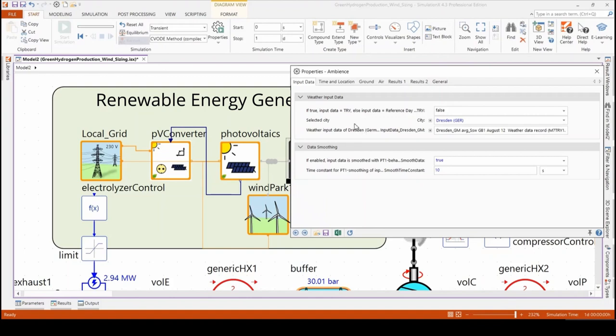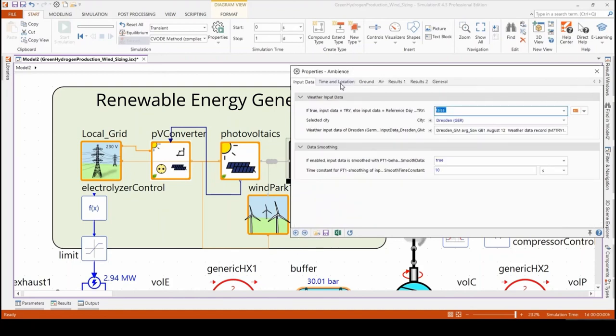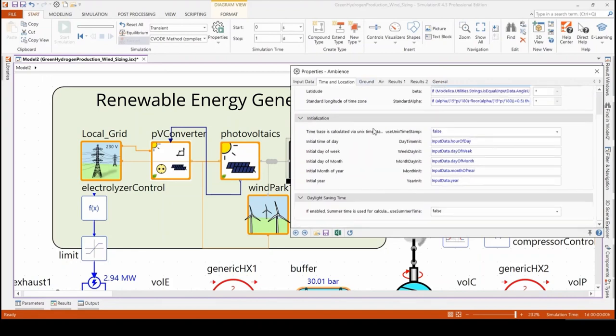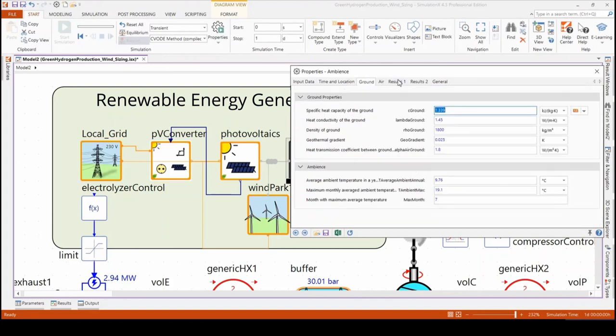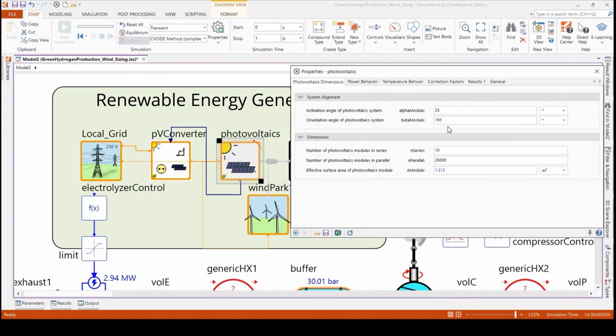It allows the users to select the specific city and choose the weather data from the database. Alternately, import the measurement data for ambient temperature, solar radiation, wind speed, and wind direction. The definition of time base, date, season, initial parameters related to the simulation time period, the calculation of solar inclination angle depending on the simulated season, and the correction of solar radiation measurement regarding the measurement angle, the definition of ground and air characteristics.